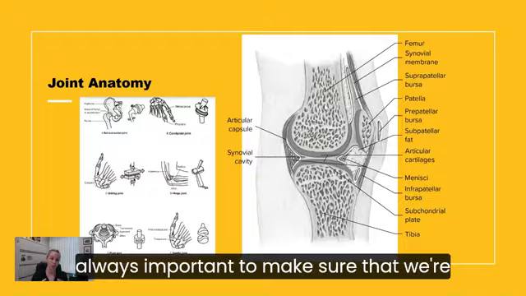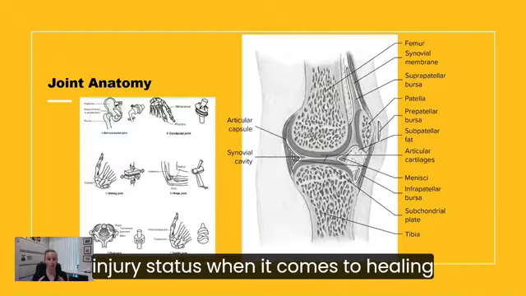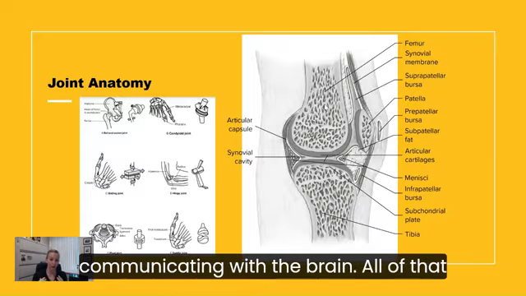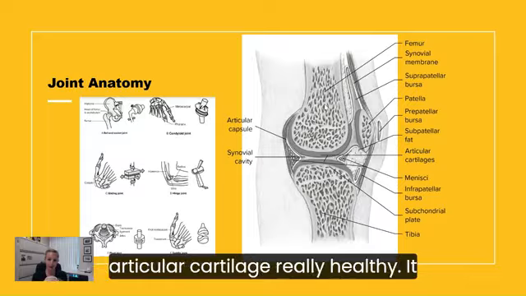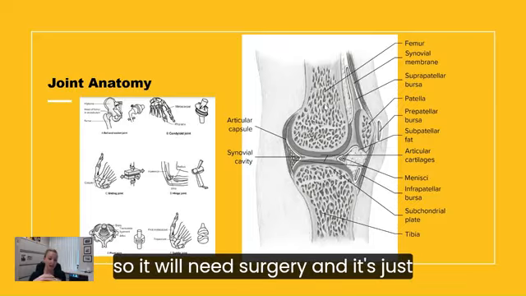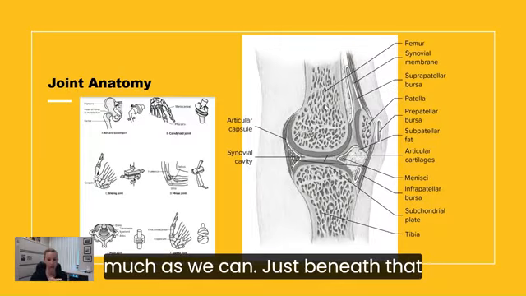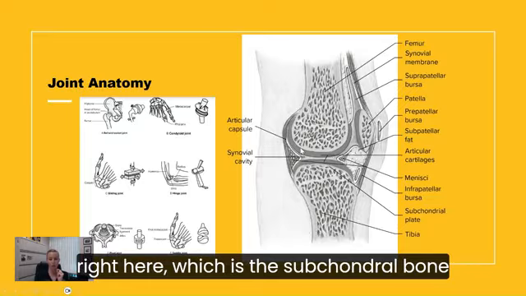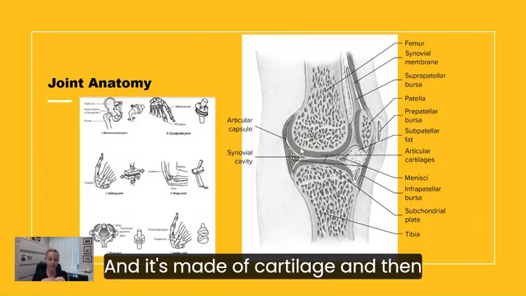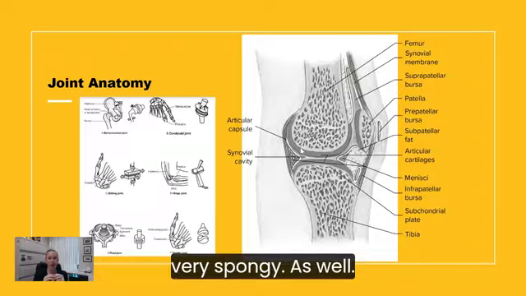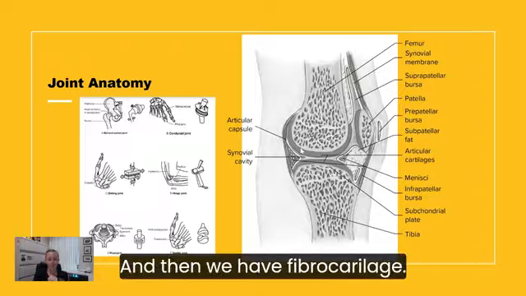So it's always important to make sure that we're returning a joint back to its normal pre-injury status when it comes to healing and joint stability. And that means neuromuscular wise, how it's communicating with the brain. All of that is important so that we can keep that articular cartilage really healthy. It doesn't heal, it doesn't repair itself, so it will need surgery, and it's just important to maintain that as much as we can. Just beneath that articular cartilage is this gray area right here, which is the subchondral bone. It's that transition to the trabecular bone, and it's made of cartilage and then slowly transitioning to bone, and it's very spongy as well. And then we have fibrocartilage.